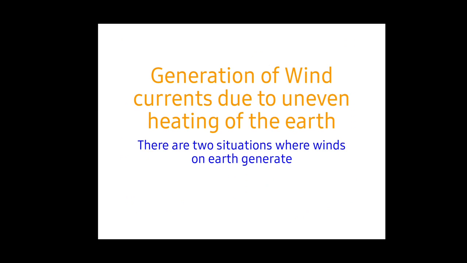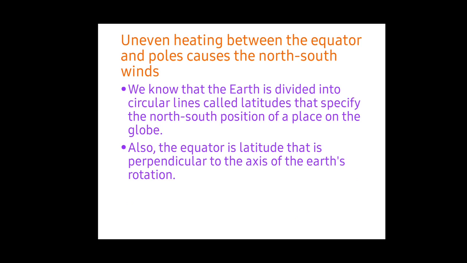Next, we are going to see about the generation of wind currents due to uneven heating of the earth. Now, we are going to see how winds are formed and how they move all over the world. There are two situations where winds on earth are generated. First one, uneven heating between the equator and poles causes the north and south winds.